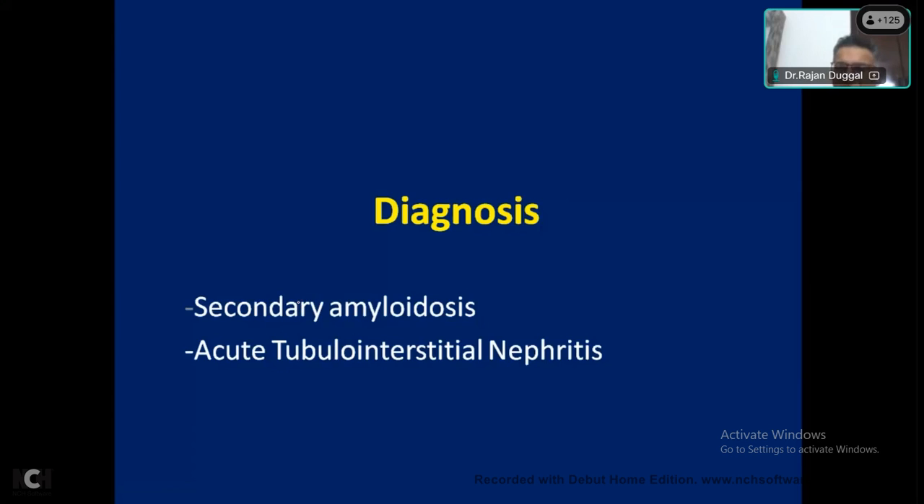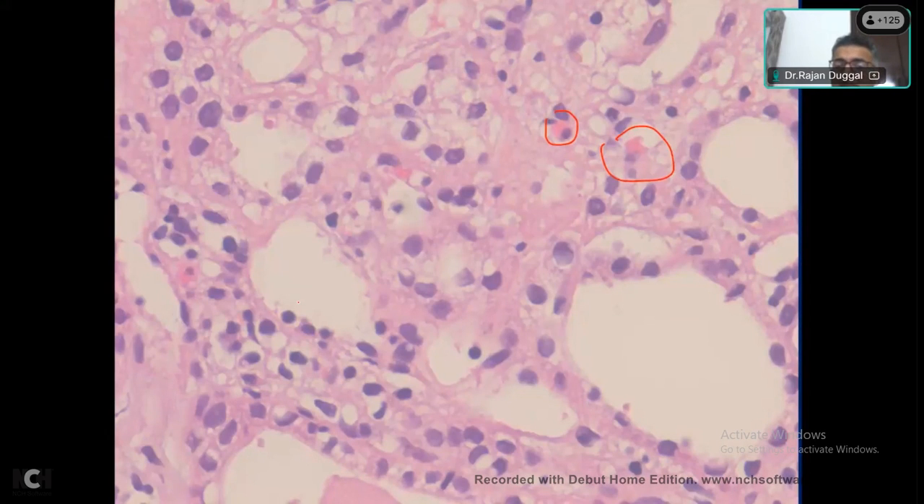So there is secondary amyloidosis, okay. Along with that, there is acute tubular interstitial nephritis. Now this patient, if you give steroids, at least the tubular interstitial damage will respond to the steroid therapy, because there is significant infiltrate in the biopsy. So this will respond to steroids.